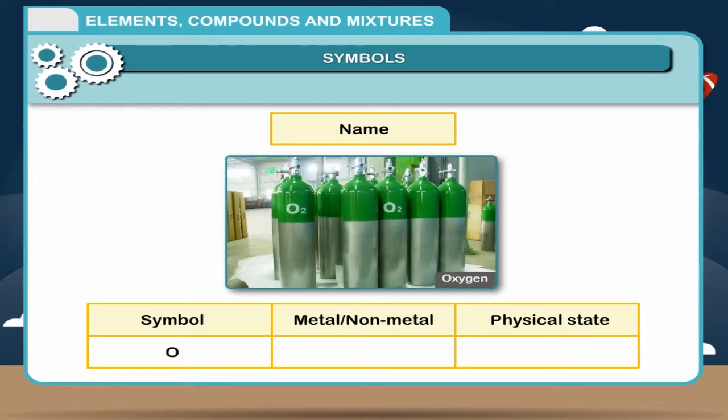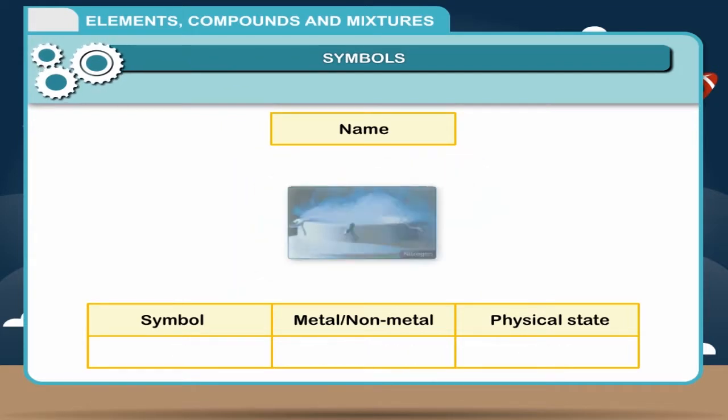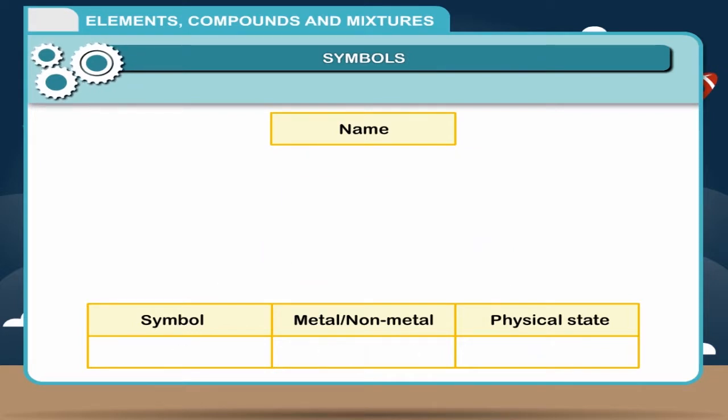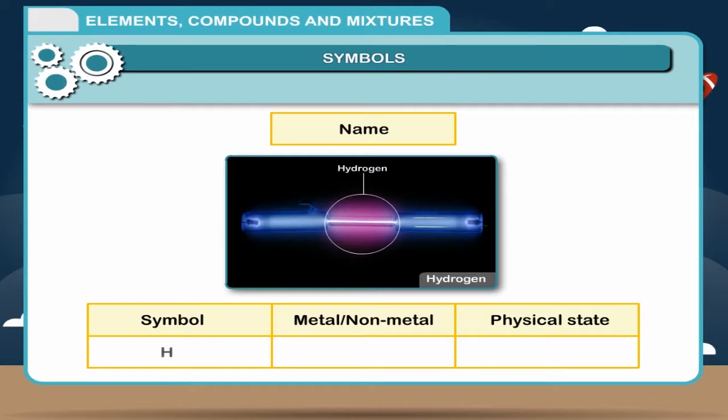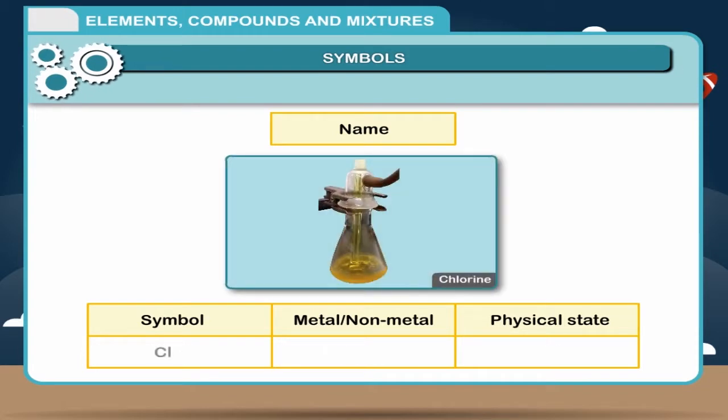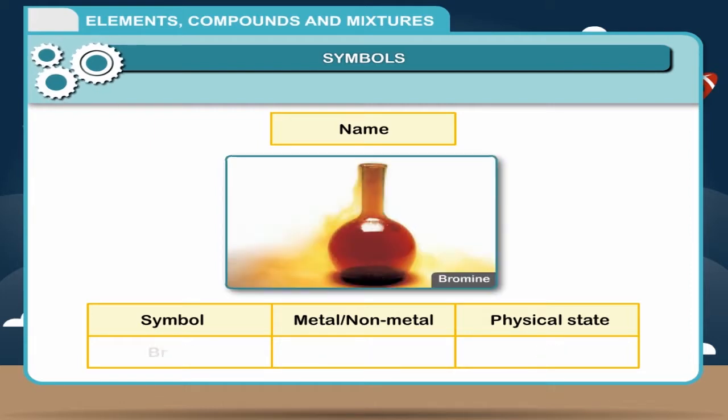Oxygen, O, non-metal, gas. Nitrogen, N, non-metal, gas. Hydrogen, H, non-metal, gas. Chlorine, Cl, non-metal, gas. Bromine, Br, non-metal, liquid.